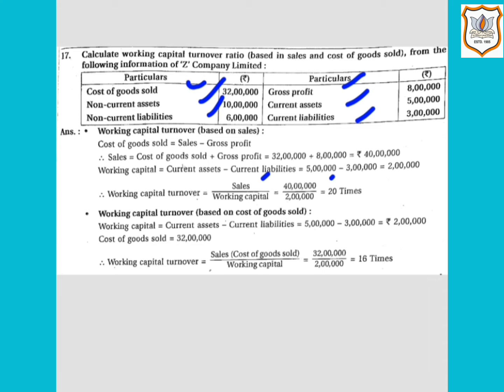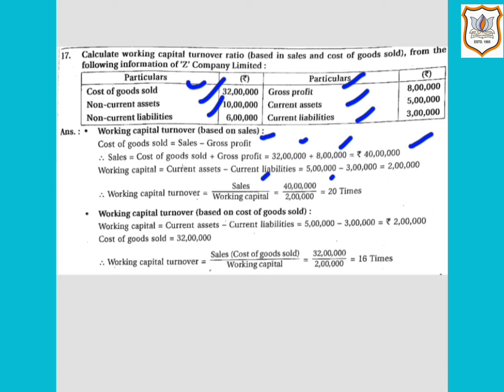So here we are not given the amount of sales, but we know the formula of cost of goods sold, that is sales minus GP. And if we transfer GP to left hand side, here we can get the formula of sales, that is sales is equal to cost of goods sold plus GP. So here cost of goods sold is 32 lakh and GP is 8 lakh. So here our sales would be 40 lakh.